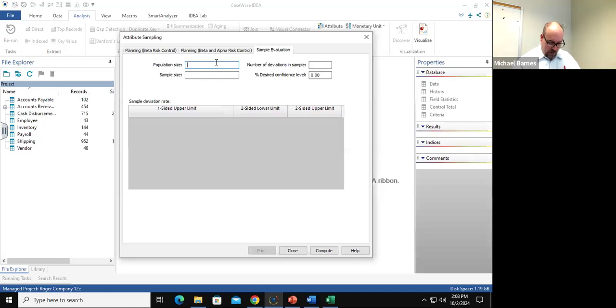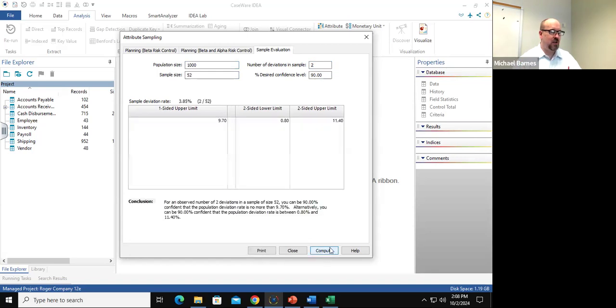So let's go ahead and set a population size of 1,000. We're going to say sample size of 52, and we'll say confidence level of 90. All right. Now I'm going to say my first test, I had 2 deviations in the sample. So I need to determine what's going to happen here. Is this effective or not? Anyone have any guesses on this? You can actually just click compute and answer this, I guess, on your own.